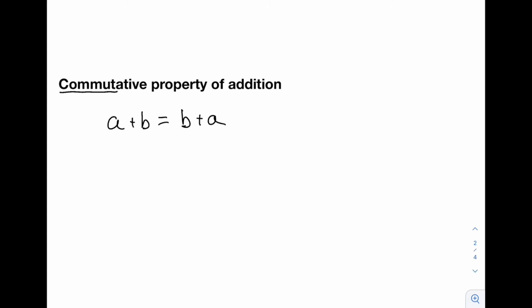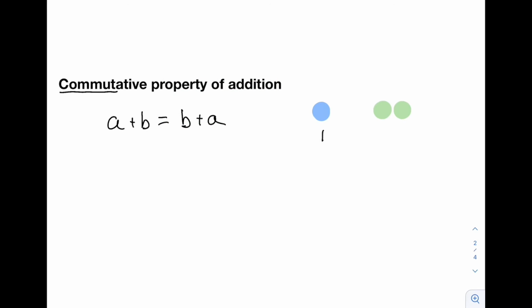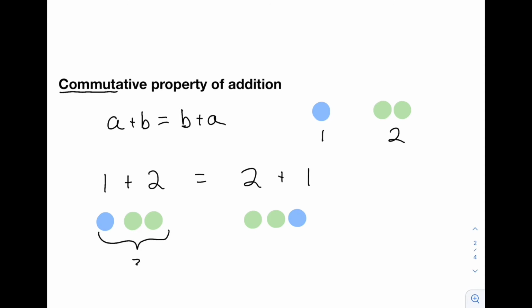Let's consider the number 1. And let's consider the number 2, which we'll represent with some dots, some objects here. In this case, if we take 1 plus 2 versus 2 plus 1, we'll get the same result. And by result, I mean the total number of dots here will be 3, regardless of which order we added them in.